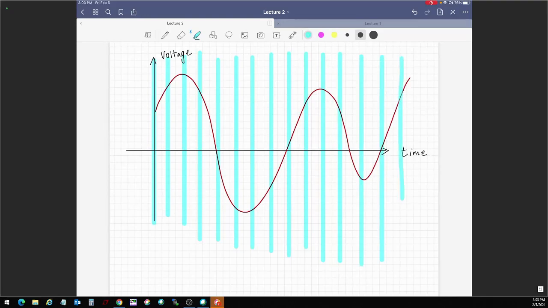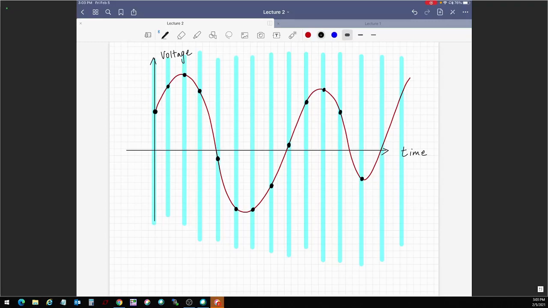So that process is sampling, right? I have sampled the signal at different times. Starting from here, I got that value, I got that value, I got that value, then that, that, and so on, right?